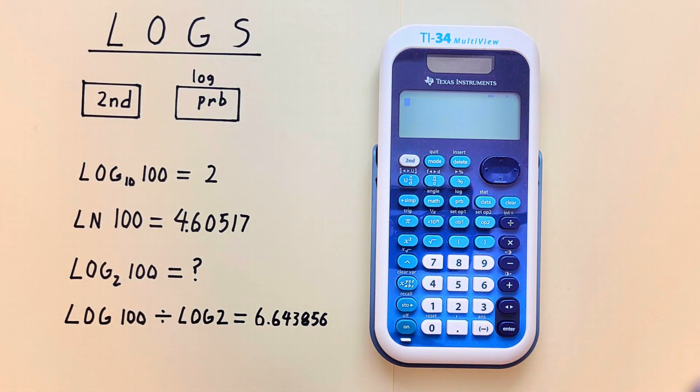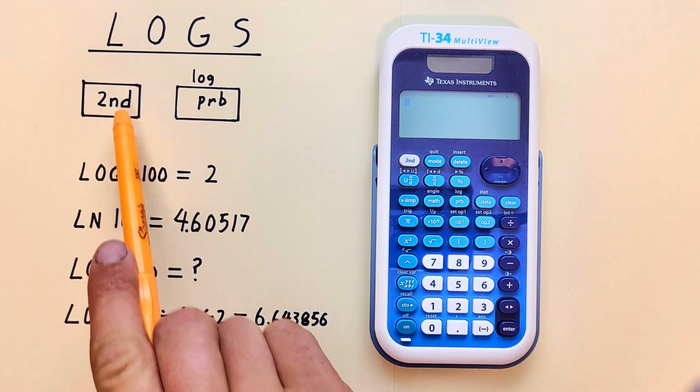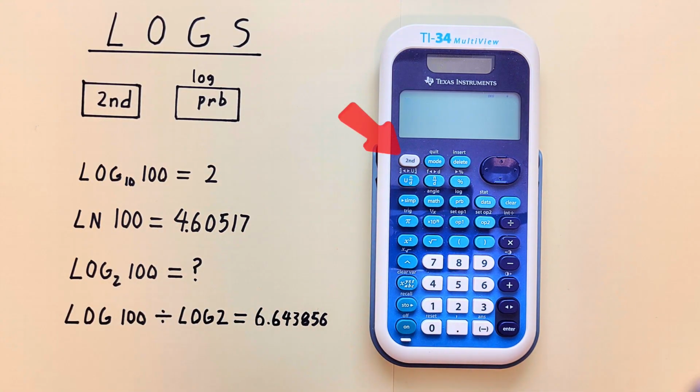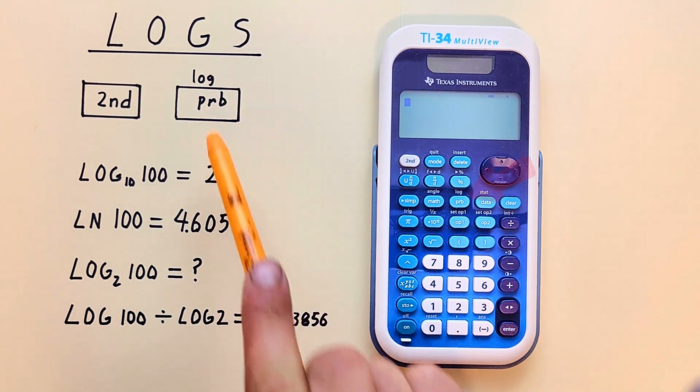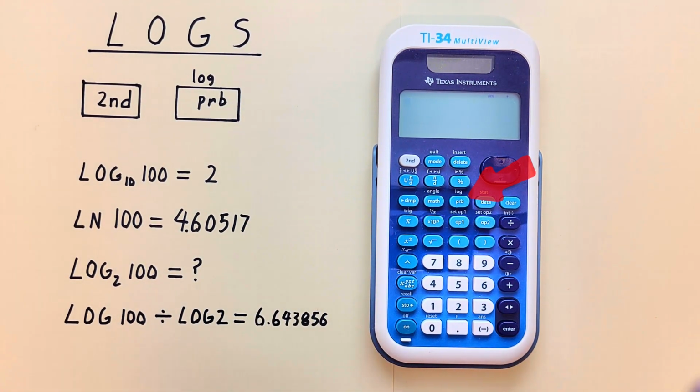I'm Rick, and in this video we're going to have a look at how we can use and work with logs on the TI-34 Multiview Texas Instruments calculator. To do that, we'll use the second function key that looks like this, located here, and the probability key with the second function of log that looks like this, located here.